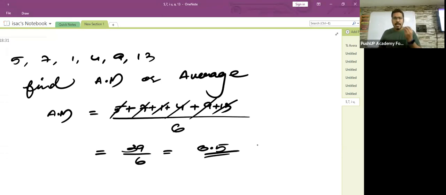Average can be what? Any positive real number, if all the observations given to you are positive. If the observations are negative, then the average will also be negative. But we usually don't deal with negative numbers. Please make it a point: we always deal with positive numbers in class 10. So this is all about arithmetic mean.